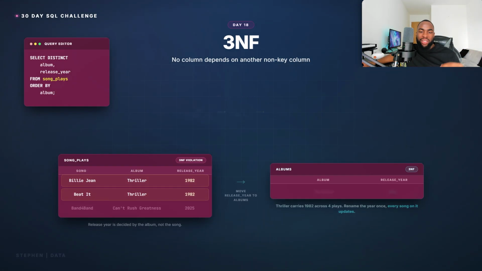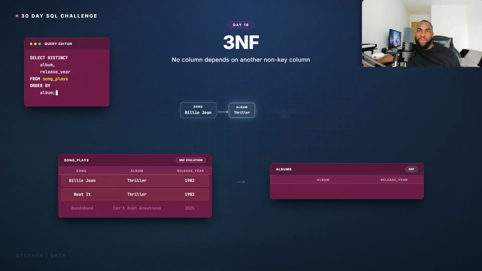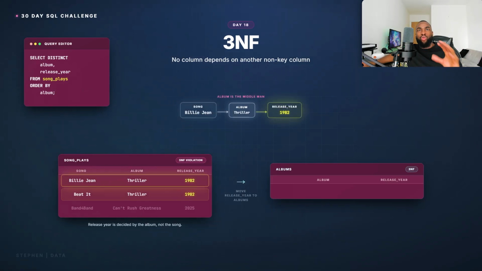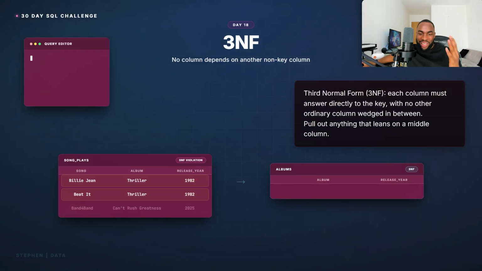So all of this breaks the third rule of a well-built table, and that's third normal form. Okay, so now what is third normal form asking for? So this rule actually tells us that every single column must depend on the key and nothing but the key.